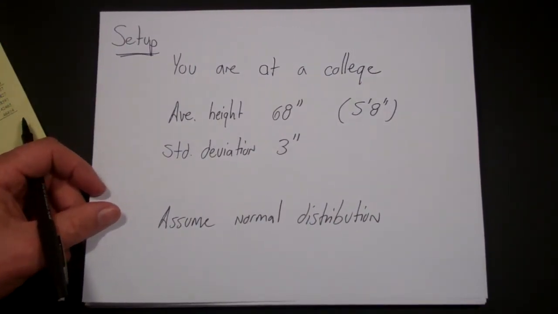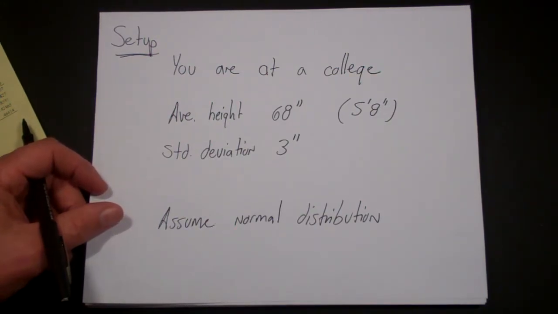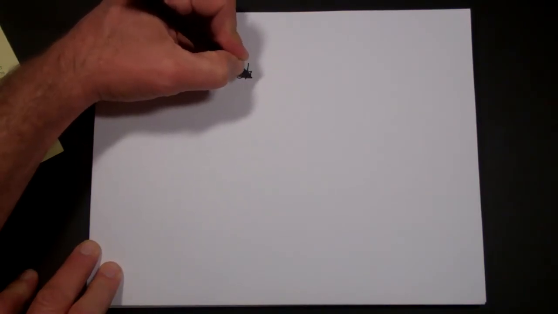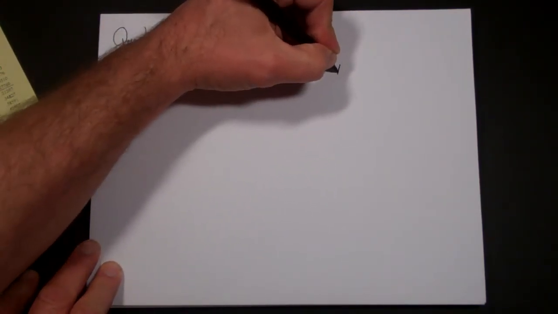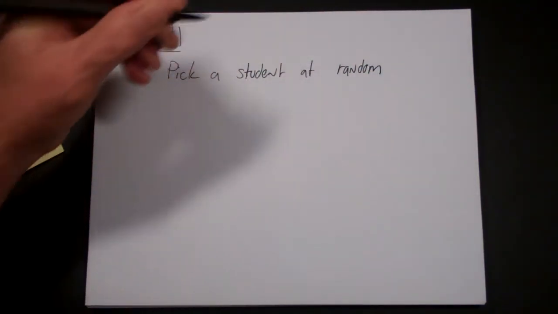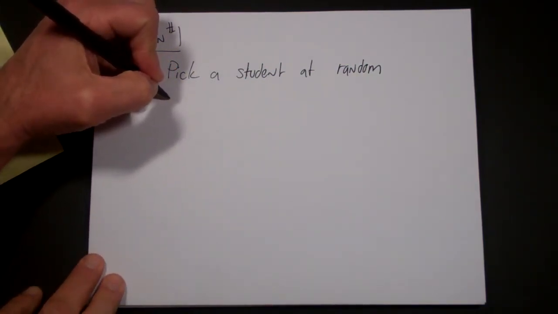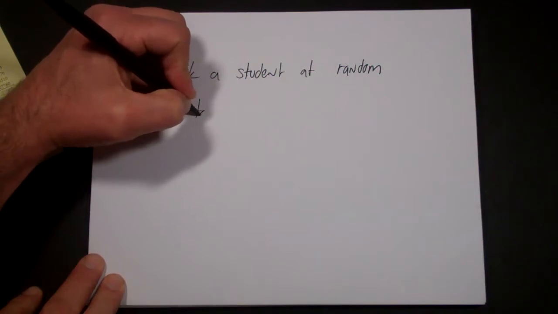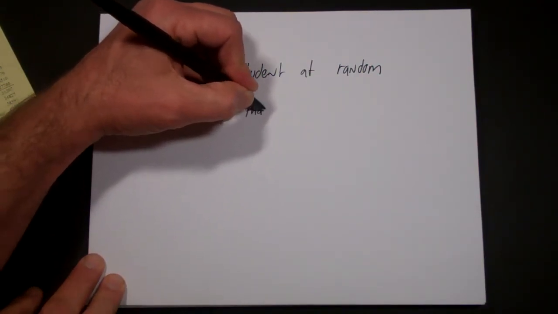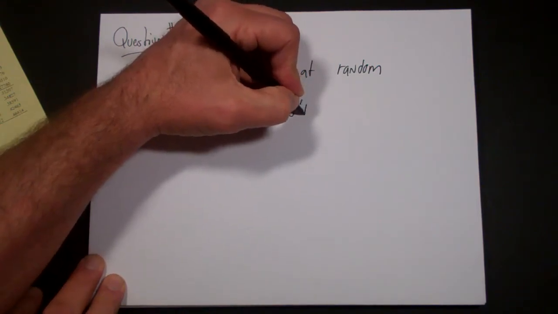So let's come back to our original problem. You're at a college, the average height is 68 inches, the standard deviation is 3 inches, and we're assuming height is normally distributed. So we're going to look at two questions here. Question number one is you meet a student at random. And you would like to know, if you pick a student at random, what's the probability that they are taller than 6 foot 1 inches?